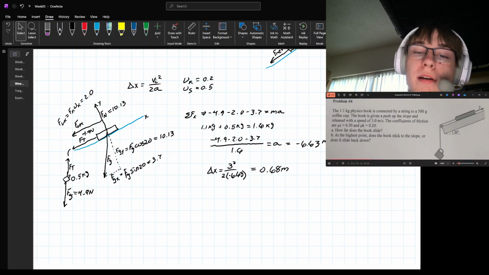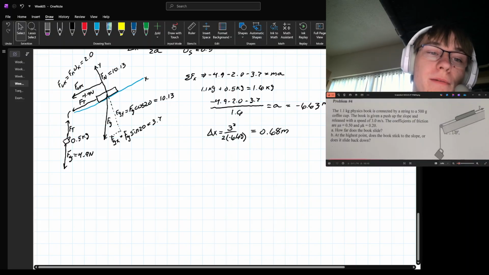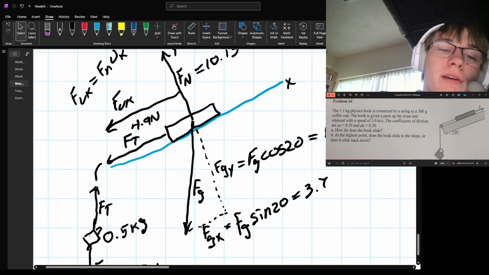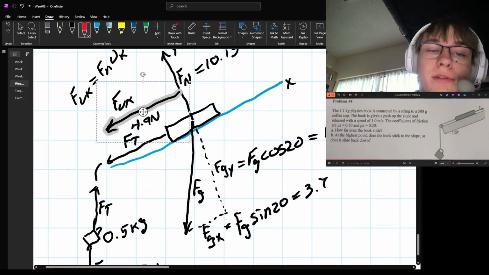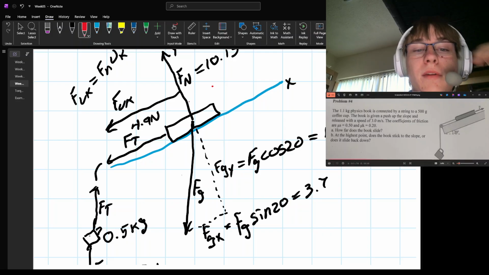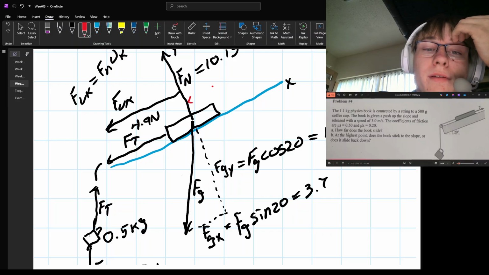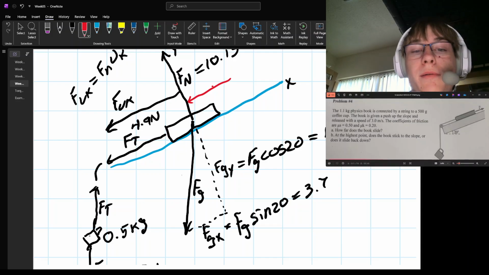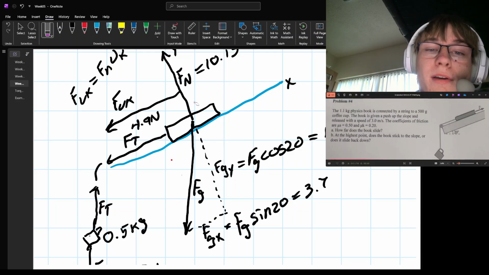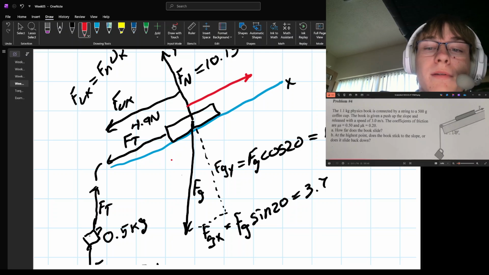Now for B. What changes for B is our force u sub k. It becomes force u sub s. We'll change this to red. And it switches to pushing downwards in this direction. Because now the book is trying to go backwards. So the force u sub s is now stopping it. Not that way. This way. So this is our force u sub s.